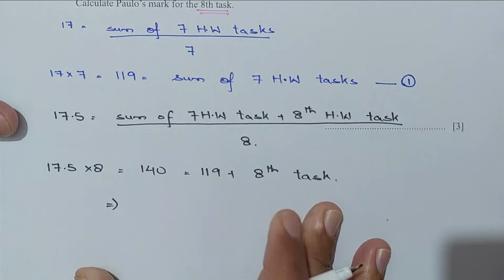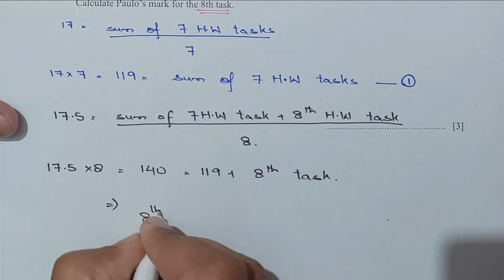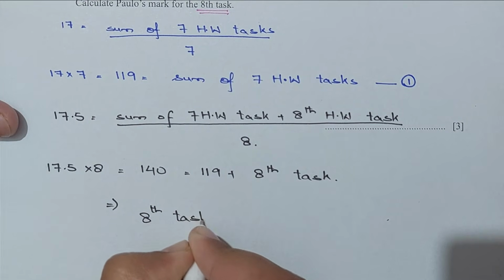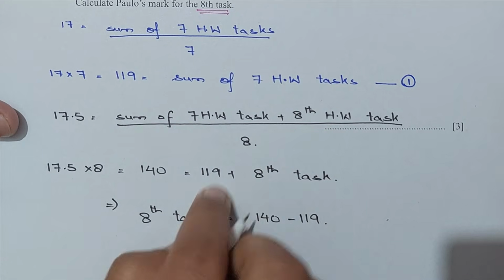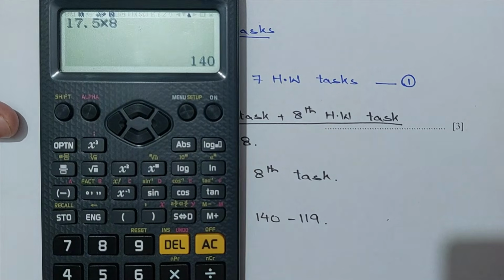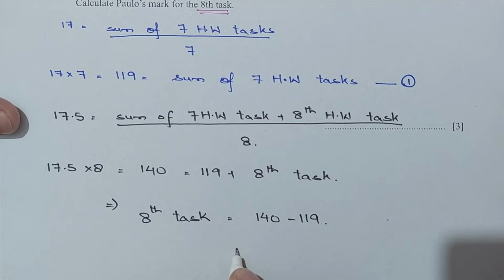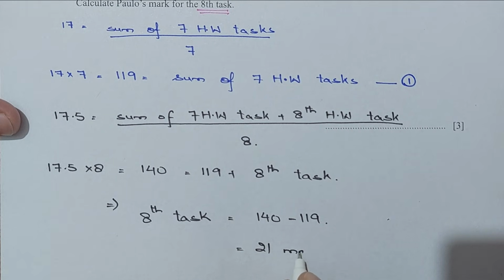We have to find the marks of the 8th task. So this is pretty simple. For the 8th task, from 140 we have to subtract 119. Shift this term to the other side. 140 minus 119 is 21. So 21 marks for the 8th task.